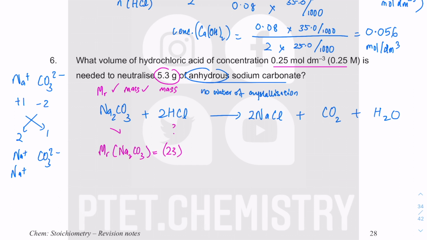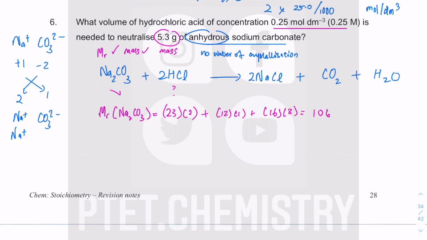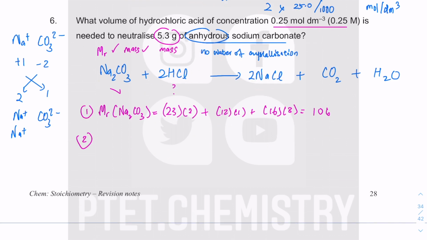So there's 23 for 1 sodium, and I have 2 sodium, so 23 times 2 plus 12 times 1 plus 16 times 3, and pop that into your calculator. And I get 106. Don't forget that there is gram per mole. So my second step will be my mole ratio. So I'll put the mole of HCl on top and then the mole of Na2CO3 at the bottom.